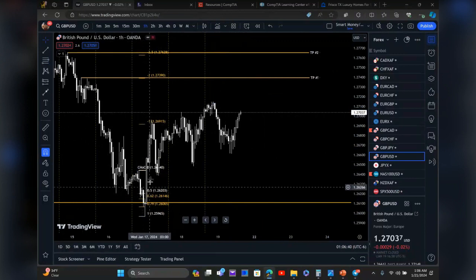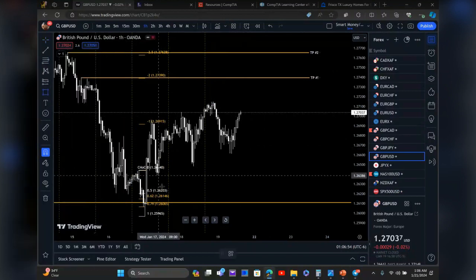Let's see, we got this big fair value gap. But see this extreme one down here? It's real low down there, close to where liquidity was taken. I would probably feel more comfortable targeting that one, although it's outside of my optimal trade entry.